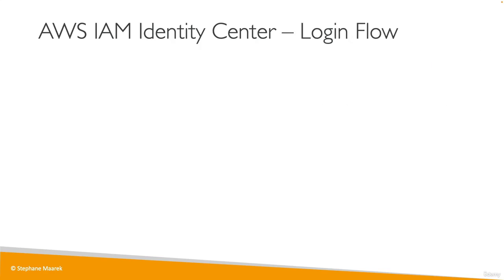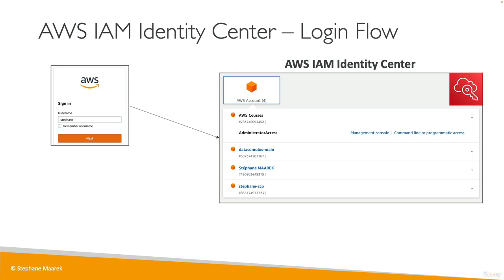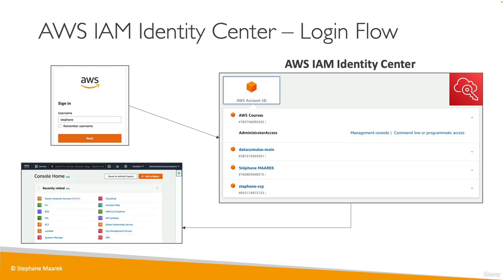So very simply, what does it look like? Well, you log in through this one URL, and then you provide your username and password. Then you have access to the AWS IAM Identity Center portal, which is, I'm showing you mine right now, have access to 4 accounts under my organization. And then I can click on one of them and click on Management Console, and I'm going to have direct access to the Management Console of a specific account.